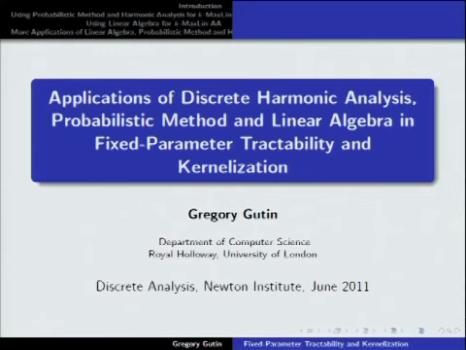So, thank you for the invitation and this opportunity to present this talk. This talk is about fixed parameter tractability and kernelization, and how certain basic things in discrete harmonic analysis, probabilistic method, and linear algebra can be used there to get some interesting results.